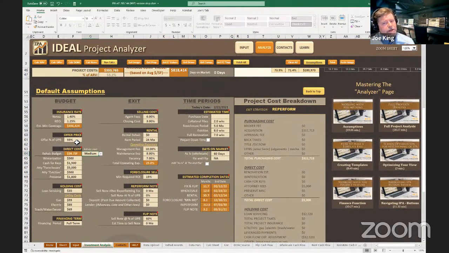Now, I'm going to keep the offer price set at 55% of UPB. And over here, we have our insurance rate. So you might already have insurance, force-placed insurance or whatever, and you might already have a specific interest rate that you're tied into. And you can change those interest rates here, and you can save that template. So every time you come in, it's going to calculate the same every single time.